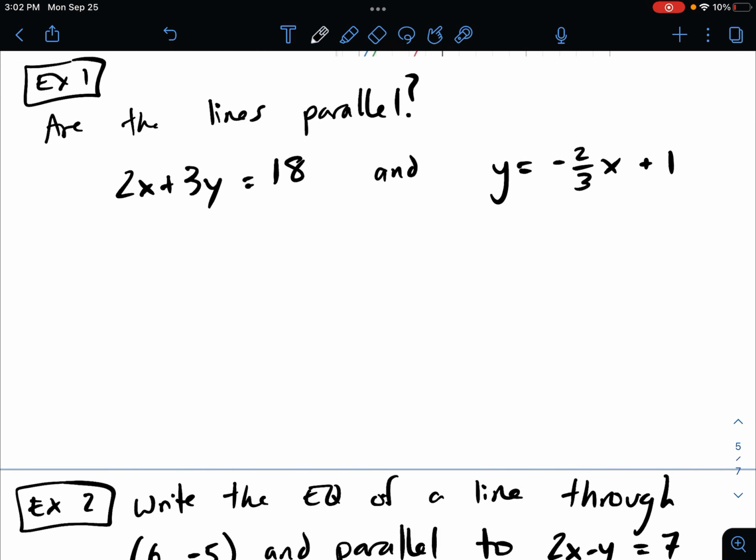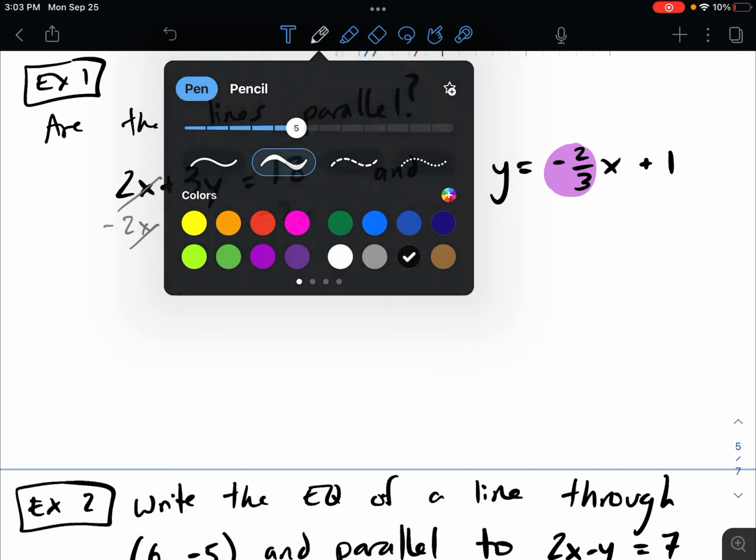Are these lines parallel? Well, if I can get them both into the form y equals mx plus b, it should be very easy to see if they have the same slope. I can just look at the m values. We can see in the second equation, my slope is -2/3. So if I rearrange this first equation into y equals mx plus b form, I should be able to compare slopes. So I'm going to subtract 2x on both sides.